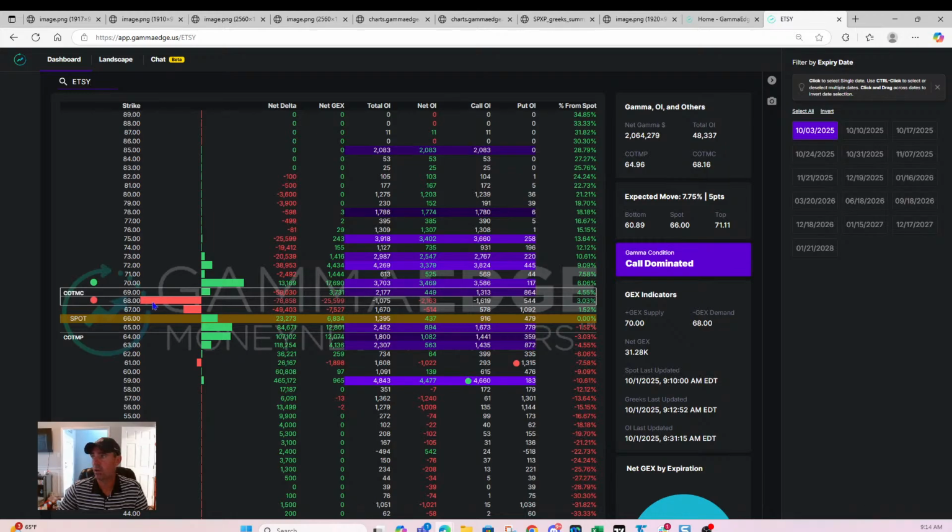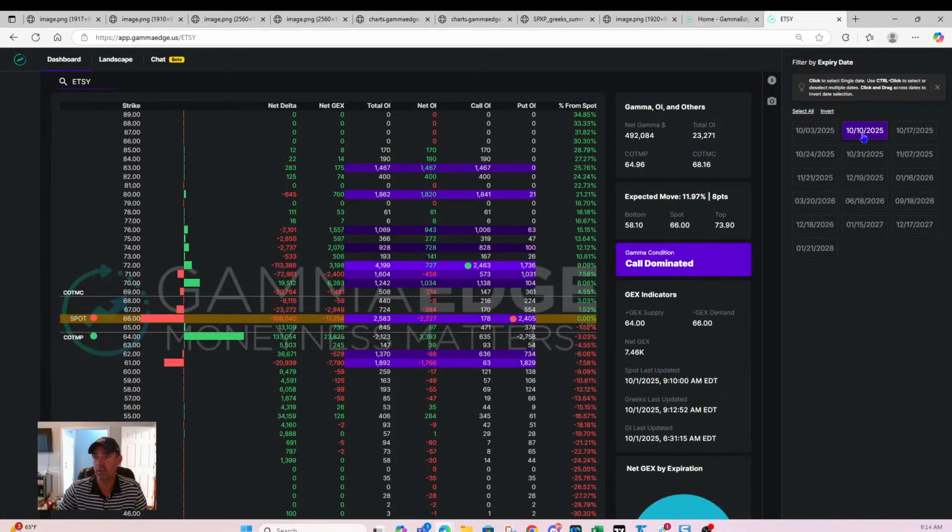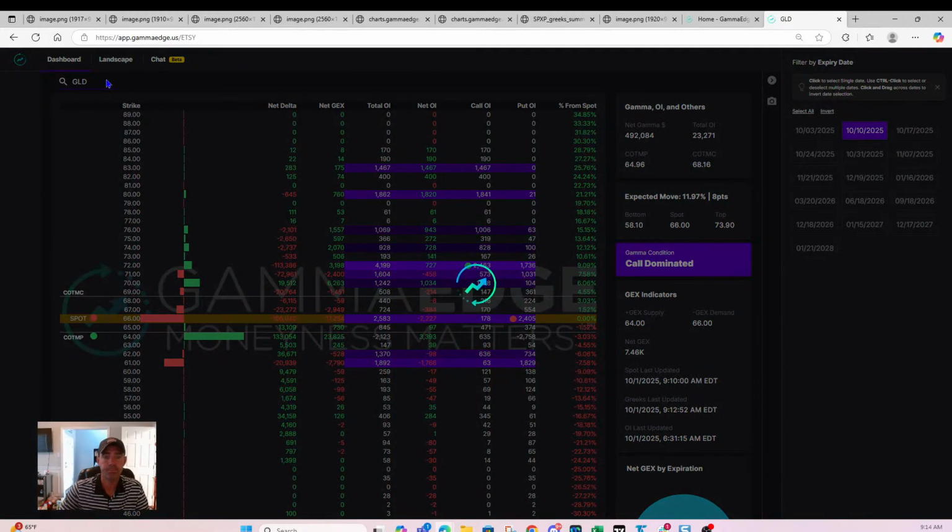Below transition on this Friday's expiry, a significant amount of in the money puts above us via the red net delta. So again, price appreciation is going to be difficult. Supportive if we move down into that 64 level, but pretty much weak state here. Even though we're call dominated, I wouldn't necessarily anticipate Etsy appreciating in price very much. So hopefully that helps. Let's look at GLD.